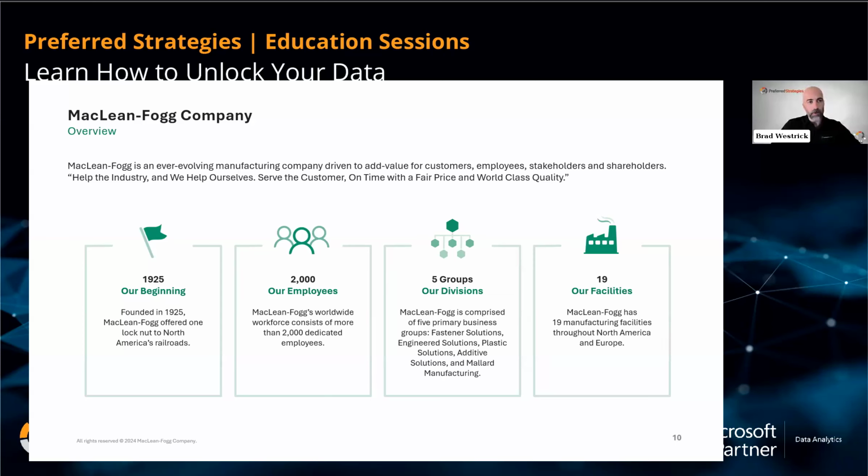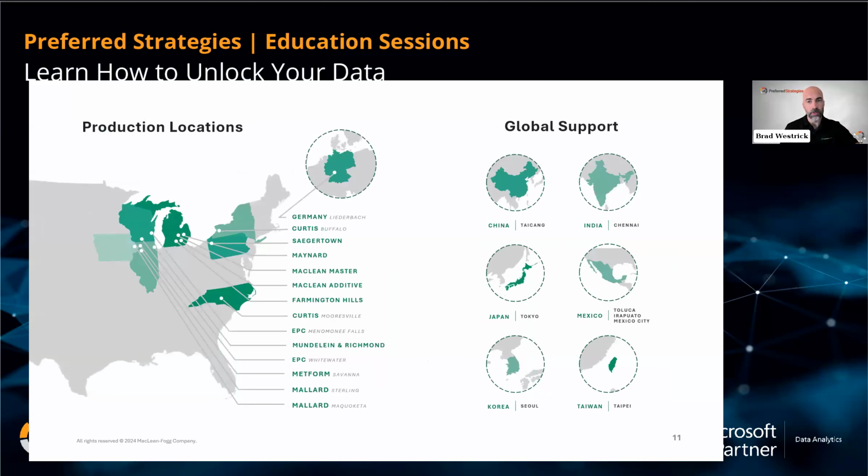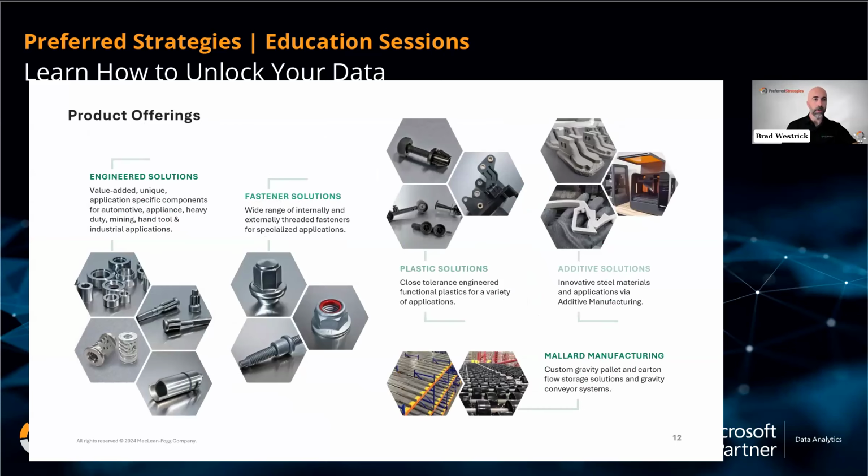So to start off, MacLean-Fogg is a manufacturing company. We were founded in 1925 producing lock nuts for the railroad industry. And over the last 99 years, we've grown to more than 2,000 employees and over 5 divisions. We're headquartered in Mundelein, Illinois, and operate out of 19 manufacturing facilities in North America and Europe, and we have a support presence around the globe. We support customers in the automotive, heavy truck, industrial, and material handling industries.